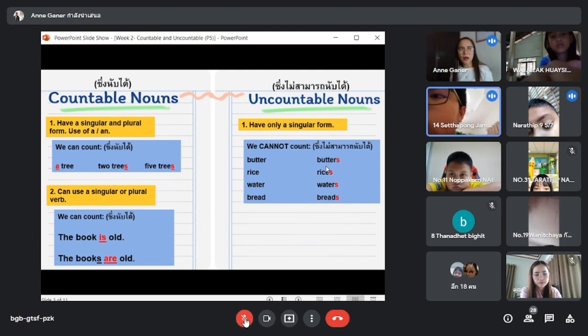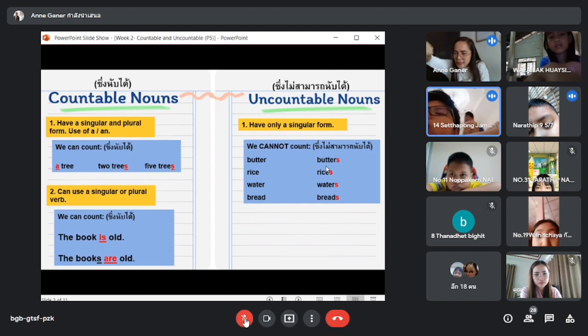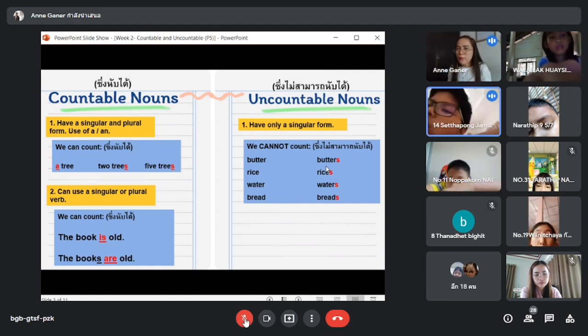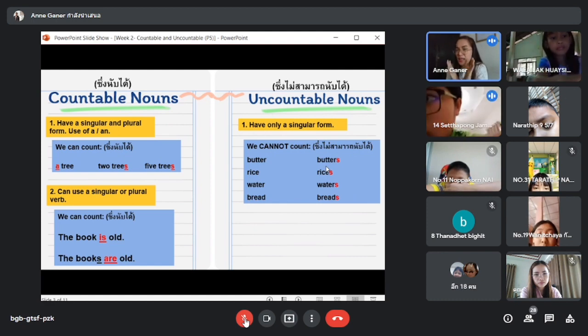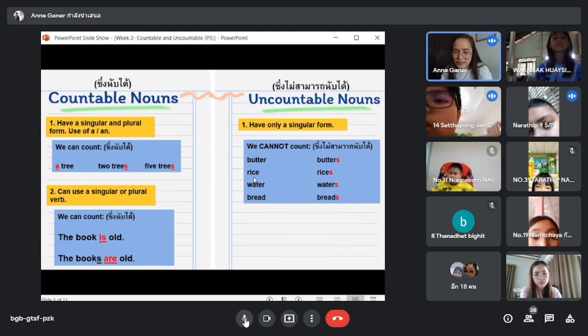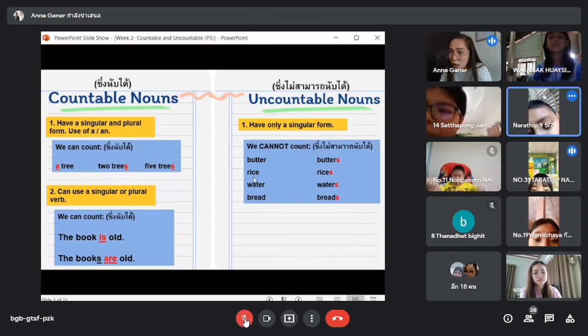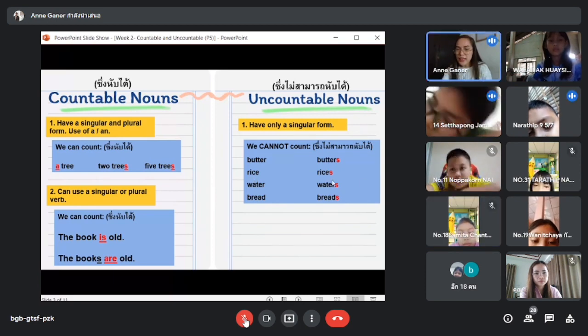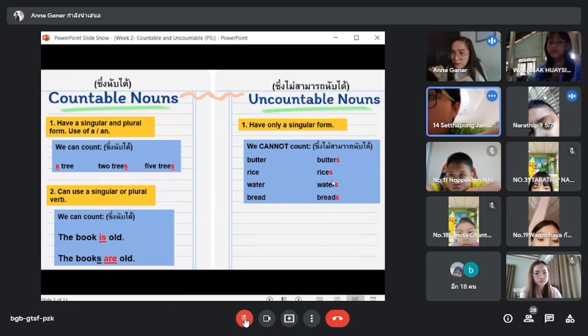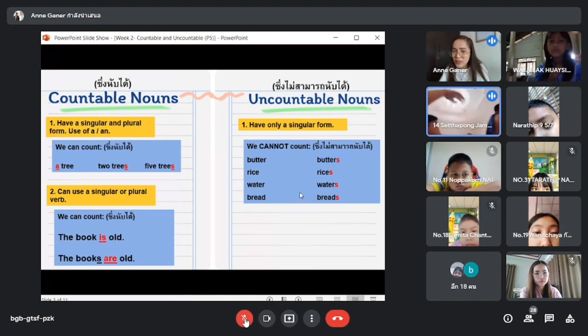You can say like a teaspoon of butter. A teaspoon of butter. But you will not say butters. No, no, no. Okay. Next, rice. Can you count the rice? No. So you will not add S, because it's uncountable.